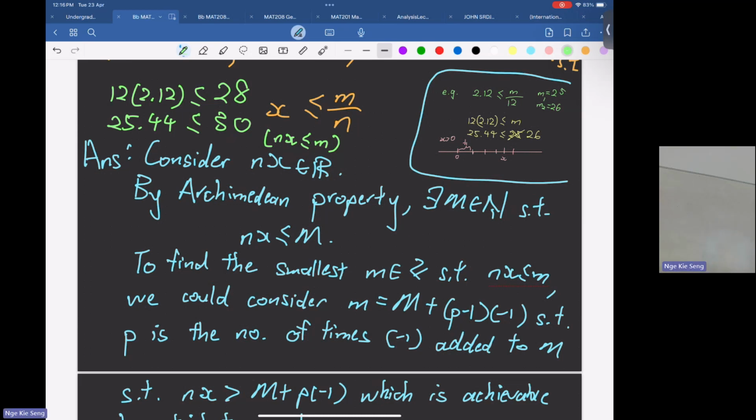Greater, right? I want to go until it is less than. Still greater, 29. Take minus 1 again, 28. Greater, 27. Greater, 26. Greater, 25. Smaller than. Then I know that 26 is the smallest integer such that m over n is greater than or equal to x. Does it make sense? Any question about this proof here?